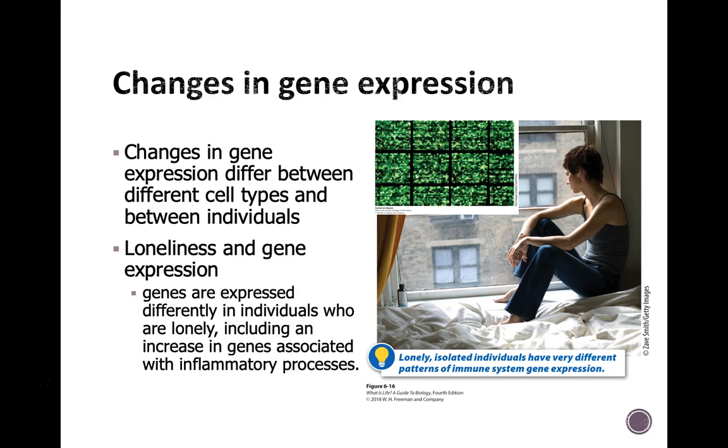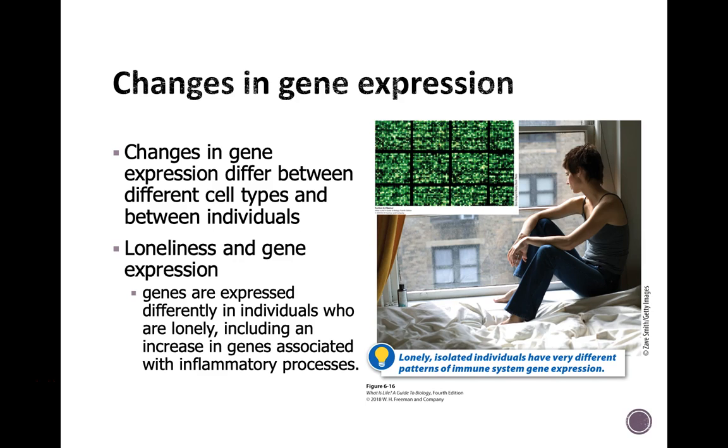And so they found that the microarray patterns were different between individuals who were lonely and individuals who said they were not lonely. So in this study, they looked at immune system cells, and they found 209 genes that were expressed differently between lonely individuals and individuals who are not. So this is a fantastic example of how environment can affect gene expression.